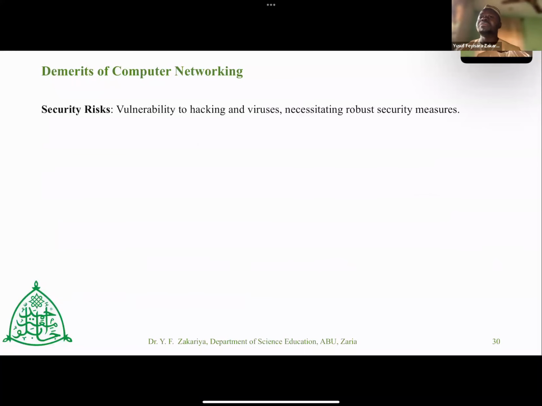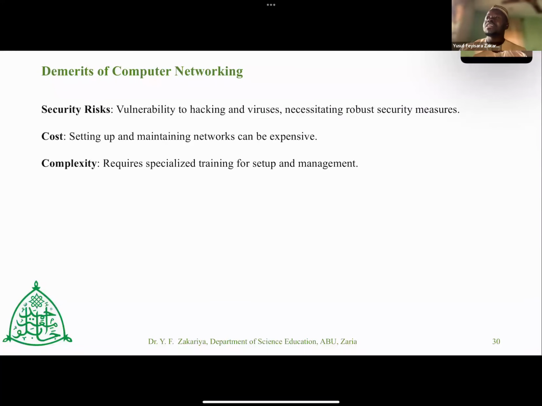But also there are some demerits. So there can be security risk. If one part of the computer in the network is hacked or is attacked with virus, every other one can be affected. For instance, if the ABU server is hacked, the whole of you will not be able to log into your portal, or you may not be able to print your course form, or you may not be able to pay your school fees and stuff like that.